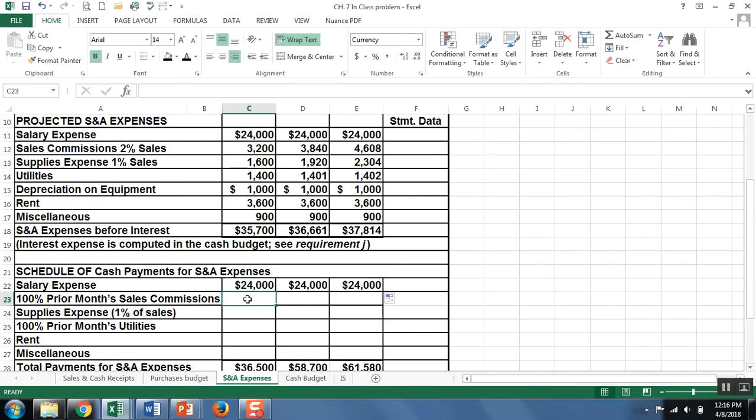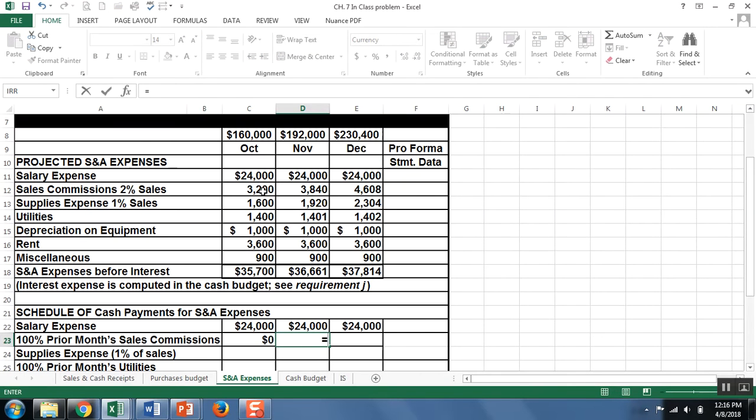Commissions, 100% of the prior month's sales is paid. So we have nothing in September. 100% of October is going to be paid in November. 100% of November is going to be paid in December, and that means that at the end of December, we still have 4608 that needs to be paid. So this is accounts payable for sales commissions, and that goes on the balance sheet.